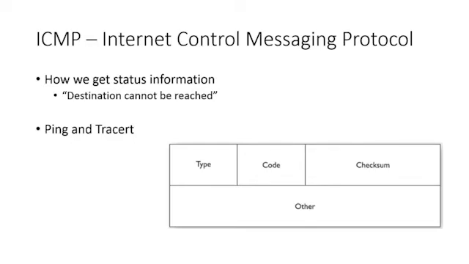Then we also have something called ICMP that you need to be familiar with because you're probably going to use this for testing and trying to see what's out there. You may be the victim of a ping sweep. ICMP is Internet Control Messaging Protocol. This is how we get status information.